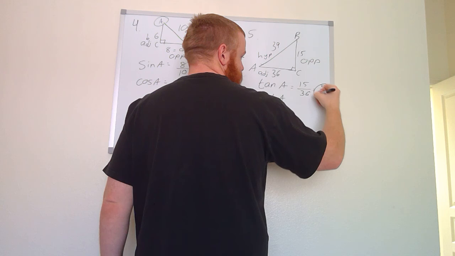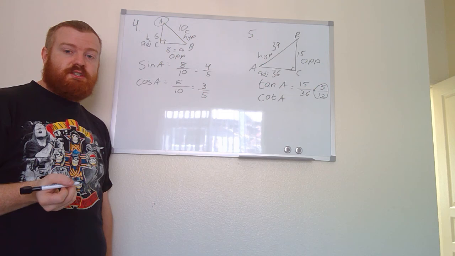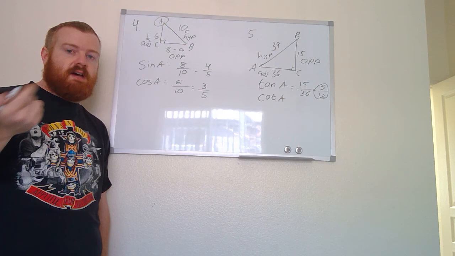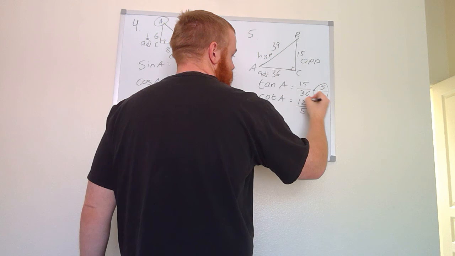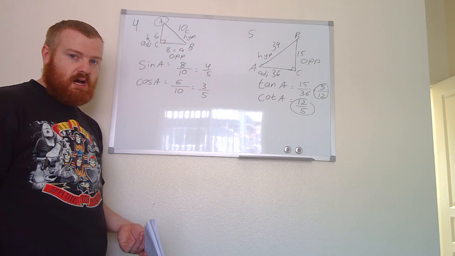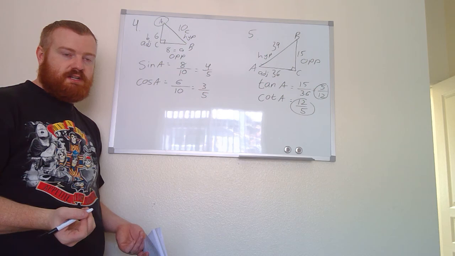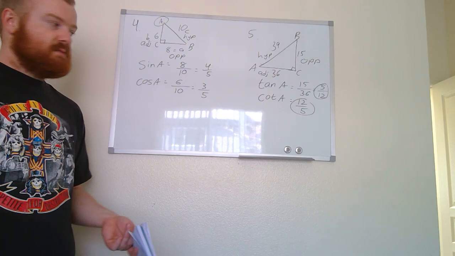Now, cotangent, this is just the reciprocal of tangent. Because we know the value of tangent, we just flip it upside down, and that gives us cotangent. So instead of 5 over 12, it would be 12 over 5. But if you forgot that, we know that it's the opposite of tangent. Tangent is opposite over adjacent, so therefore cotangent would be adjacent over opposite. So we would do 36 divided by 15. Both of those are divisible by 3. That would also reduce to give us the 12 over 5.